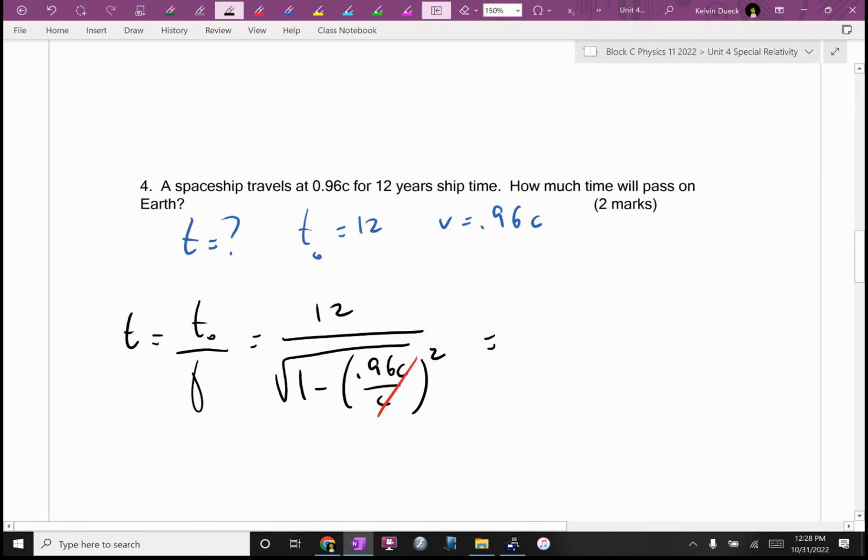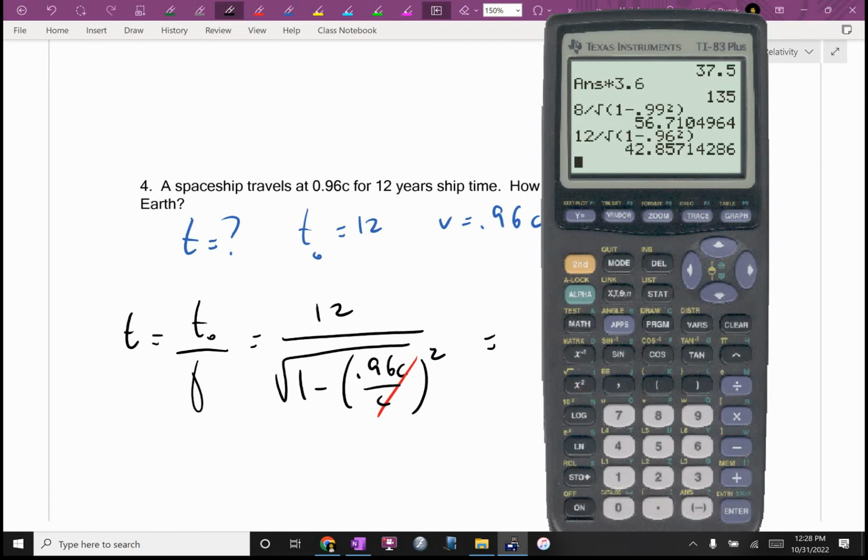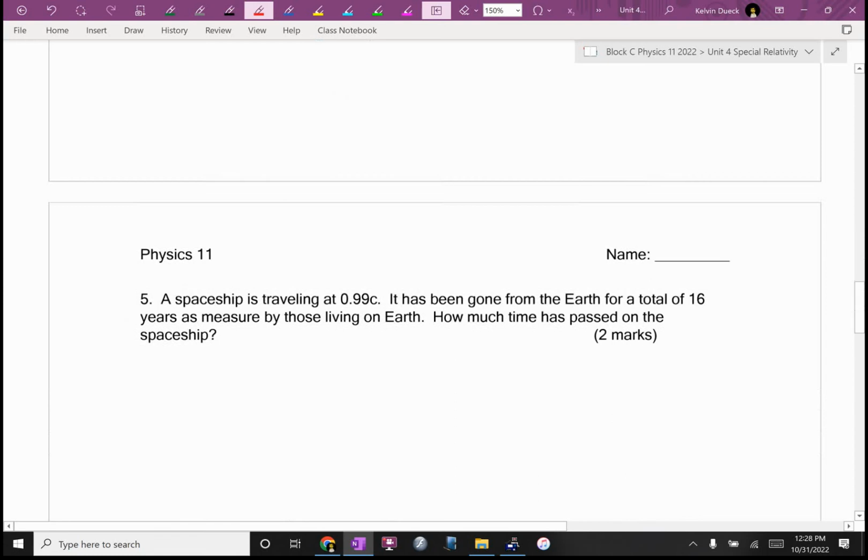Yes, Duick, I see. So it's going to be 12 divided by the square root of 1 minus 0.96 squared. You'll get 42.9 if I round off properly. If you said 42.8, I would take a half mark off. Same as before: 1 mark, half mark, half mark. And then we turn the page, I think.